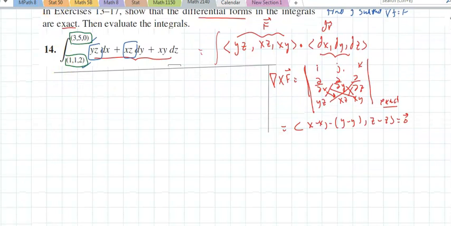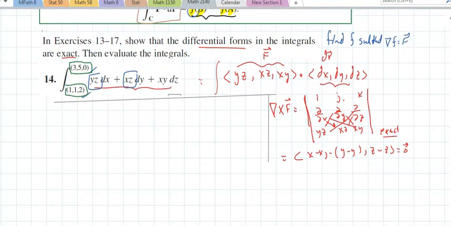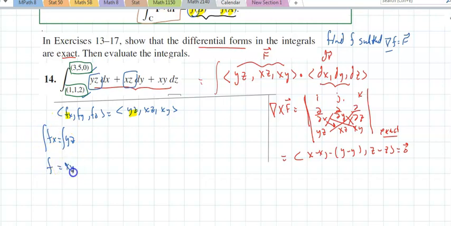So, I am going to start again by saying, well, this gradient function is really going to be f sub x, f sub y, f sub z, and that's going to equal yz, xz, and xy. Let's see how that works. If I start from the beginning, always the first term, I'm going to say f sub x equals yz. I'm undoing a partial derivative. F is going to be xyz plus a function of y and z.